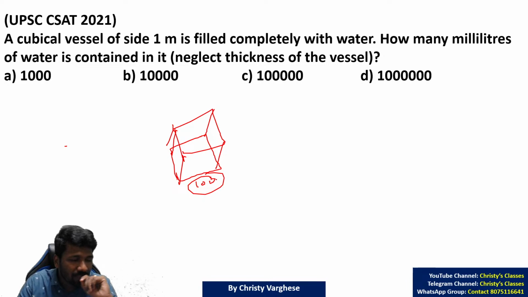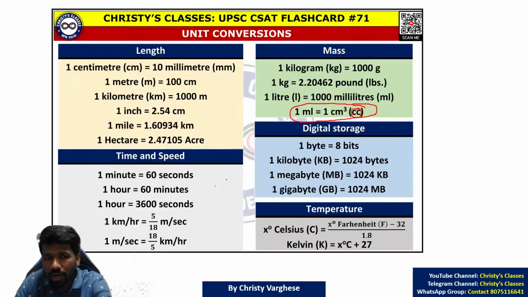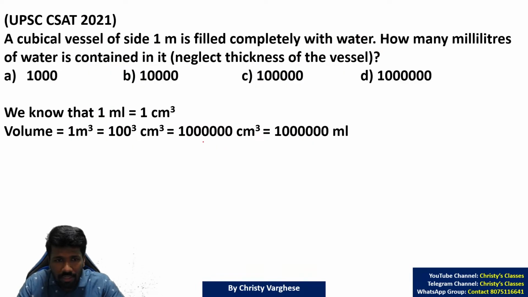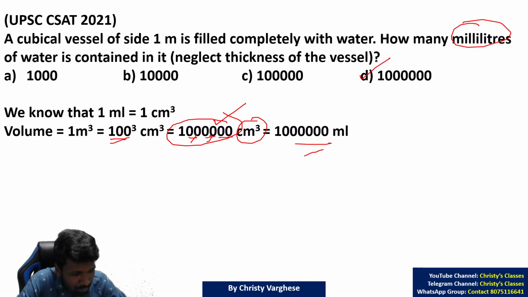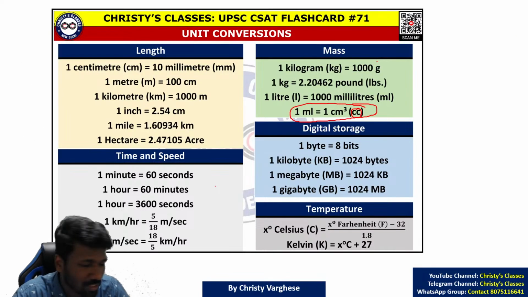Are you getting? The side length is 100. So the volume is a cube. Cube volume we already discussed, a cube. So 100 into 100 into 100, that is 100 cube, that is 100,000 centimeter cube. But we need the answer in milliliters. But 1 centimeter cube is 1 milliliter. So 10 lakh centimeter cube is 10 lakh milliliter itself. So 10 lakh is the answer, option D. All of you understood this? Please respond. So the conversion of units was necessary here.